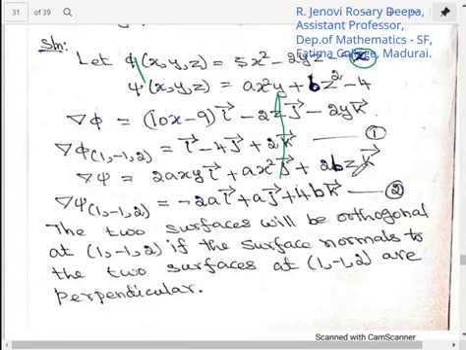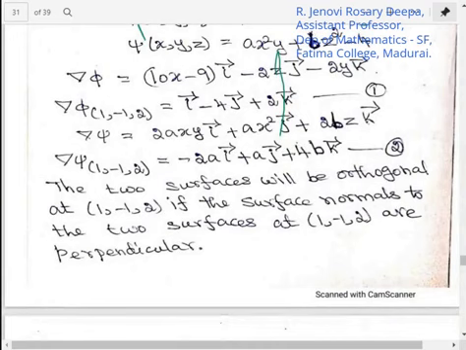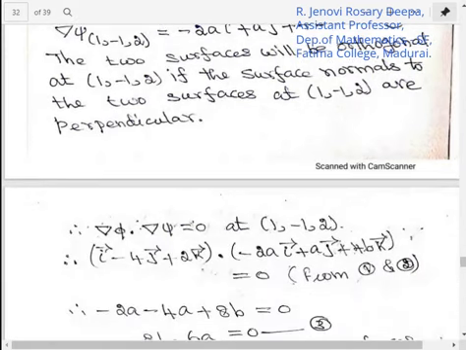So now we are getting the two equations. In the problem they have given that the two surfaces are orthogonal at the point (1, minus 1, 2). So the condition is that the surface normals to the two surfaces at this point are perpendicular. Orthogonal means they should be perpendicular, and perpendicular means the dot product of the corresponding vectors should be equal to 0.